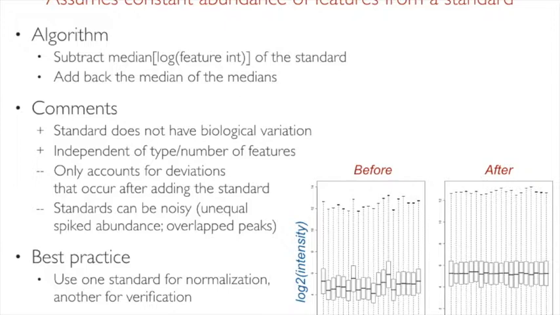If we spike some kind of synthetic standard, we know it doesn't have biological variation, right? So this is good. And it doesn't matter if we have a lot of features in the experiment or few features, it's always the same standard. Now the problems are: if we spike a synthetic standard, we can only account for whatever problem happens after we spike the standard.